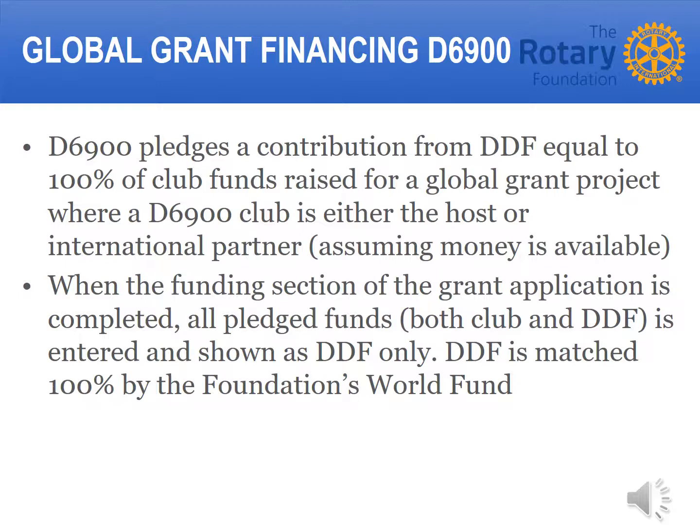Now, when you get down to filling out the application on the grant application tool at Rotary.org, on the funding section, all of the pledged funds, the money from the club and DDF, when that gets entered, we show it as DDF only, because DDF is matched 100% by the Foundation's World Fund. That means 1-to-1.